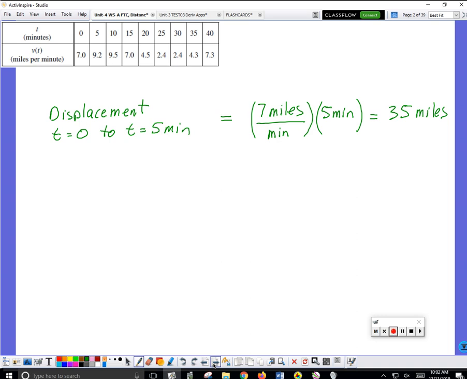So everybody do this one now. I'm going to make the same assumption. We're assuming that in the table, from time 5 to time 10, the velocity is always 9.2 miles per minute. So on your notebook, talk to each other, use your calculator, figure out the displacement from time equals 0 to time equals 15 minutes. Go.